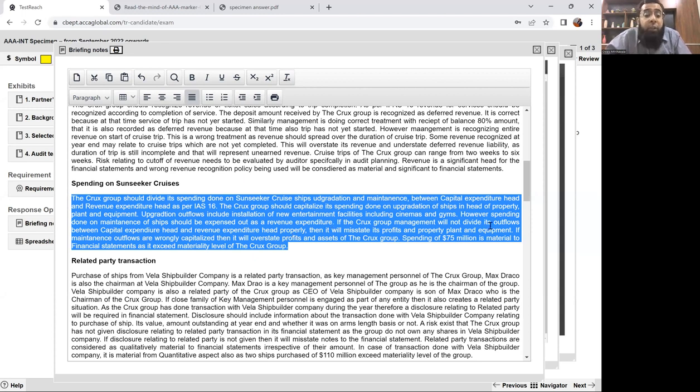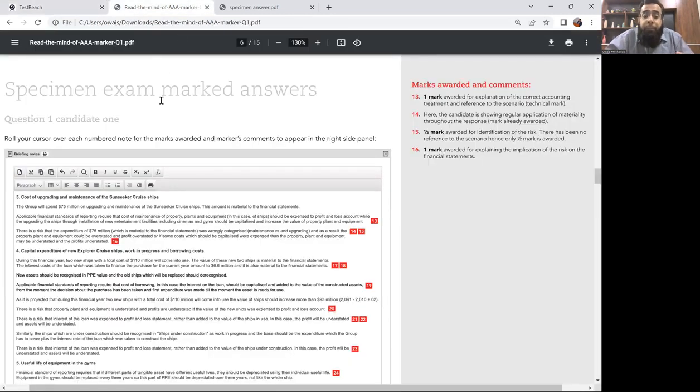If the Crux Group management will not divide its outflows between capital and revenue expenditure, then it will misstate property, plant, and equipment. If maintenance outflows are wrongly capitalized, see, we made it specific. We related it to the scenario that if the maintenance outflows are capitalized, then it will overstate profits and assets of the Crux Group. Spending of $75 million is material to the financial statement. So if you look at the candidate 1 answer, you don't have to write too much to get good marks. Just have to write relevant and you have to make sure that you explain it well.